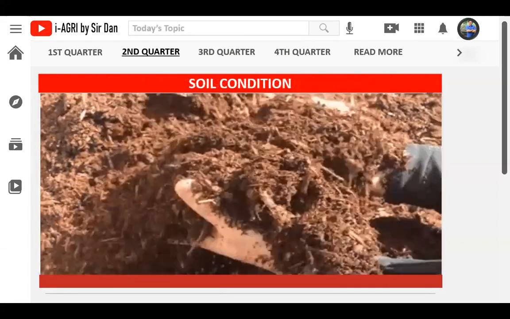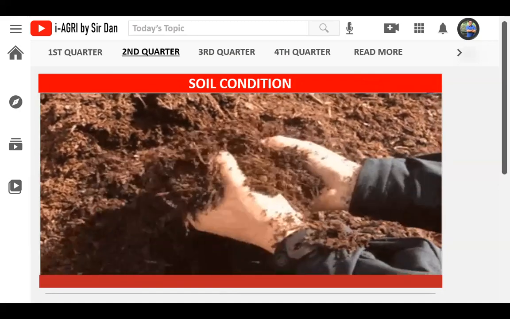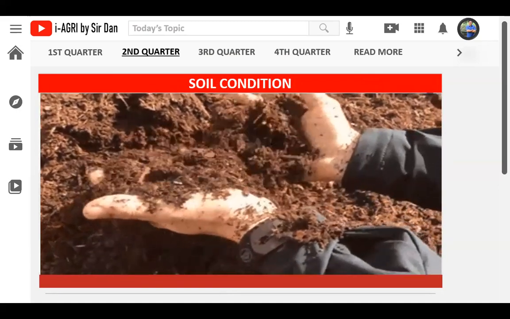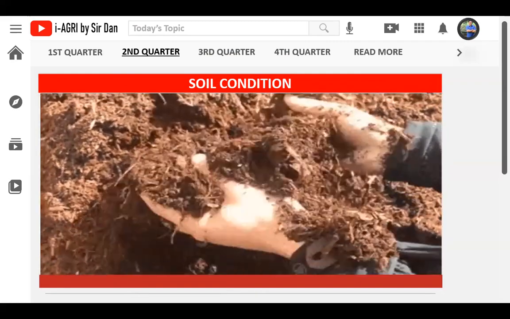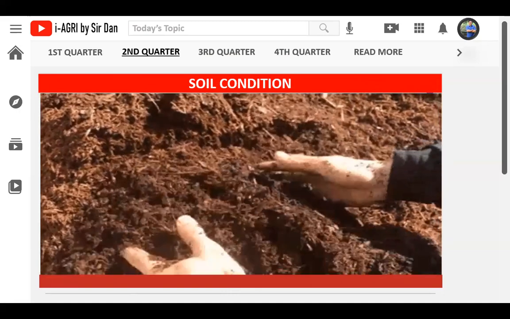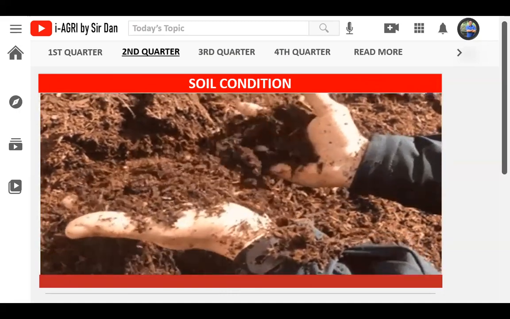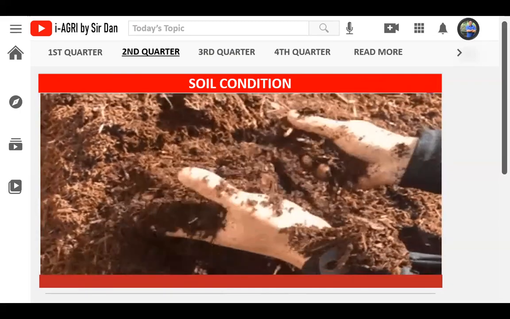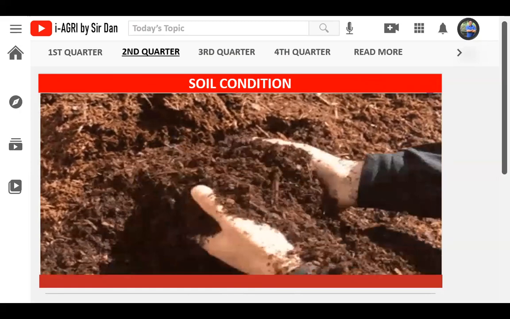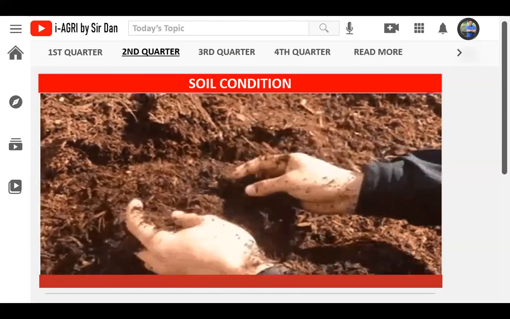The first factor is soil condition. Soil has its own physical, chemical, and biological properties, which are all equally important in having good soil. Favorable soil conditions are very important and should be considered carefully in selecting a location. Plants depend on soil for anchorage, water, and nutrients.